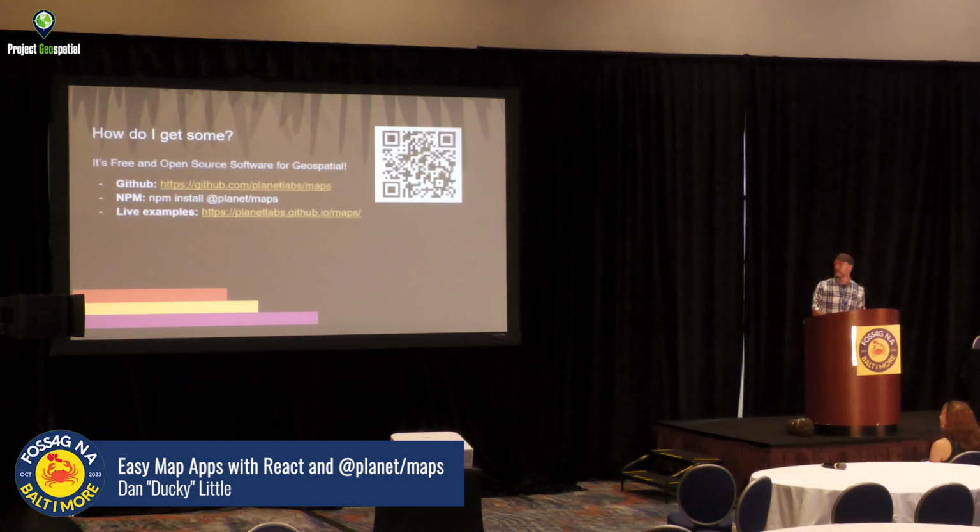So how do you get some? That's the obligatory QR code to get at the GitHub repo. It's available to install on your favorite project using NPM. And we have some live examples up that show off how to do some of the basics. Ready and raring to go.